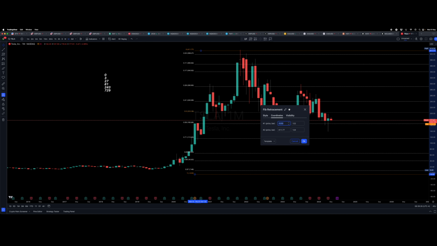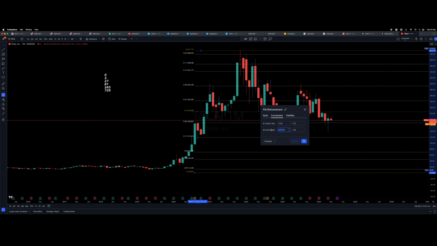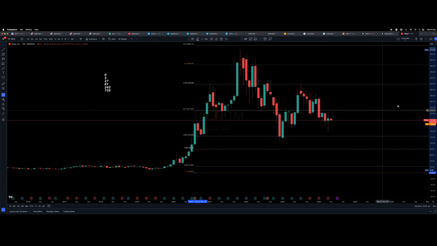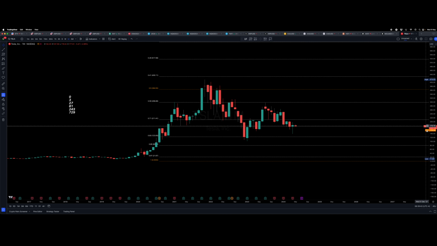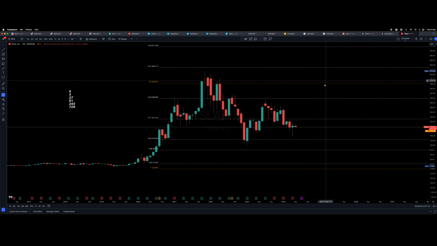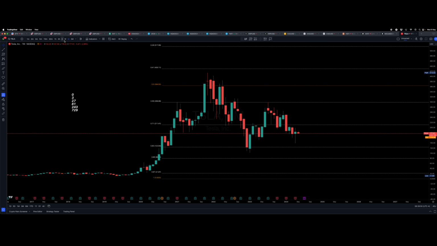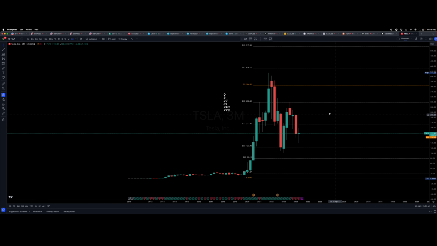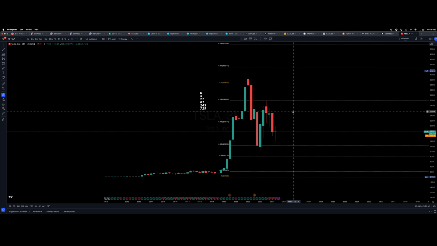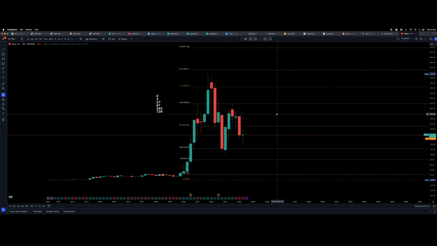Now we want to create our custom Goldbach dealing range. The low of the dealing range we require is 0, and the high will be $729. Now we have the complete dealing range. So where are we now? Let's have a look at the 3-month chart. There's more clarity there. Again, what is this dealing range telling us?